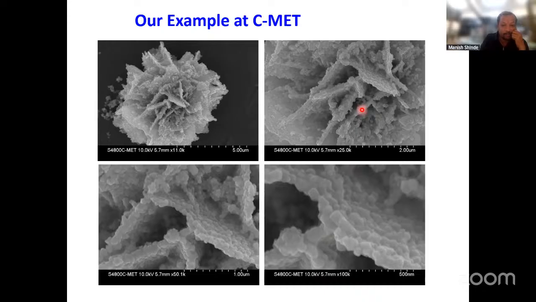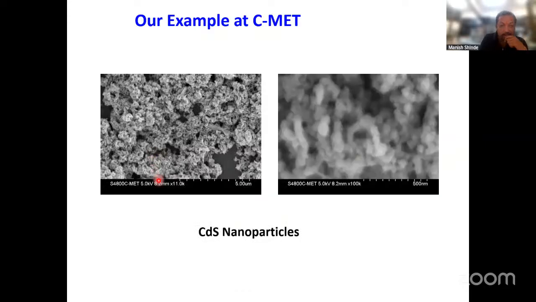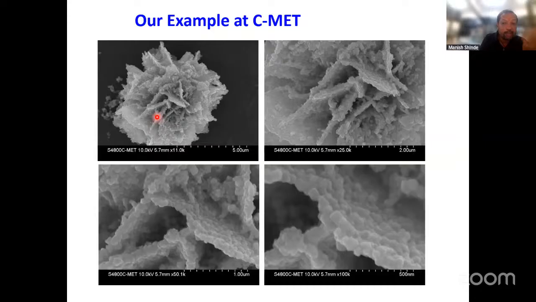Okay. Now this example shows I am doing the analysis at various magnifications like 11,000 magnification, 25,000 magnification, 50,000 magnification, and 1 lakh magnification. Other parameters are same, like the potential applied is same, working distance is same. It is 5.7 mm. So again, because of that 5.7 mm working distance as compared to 8.2 here, I am getting even better quality images.